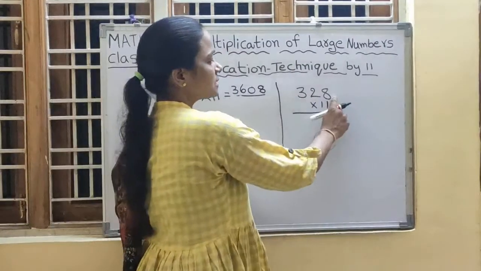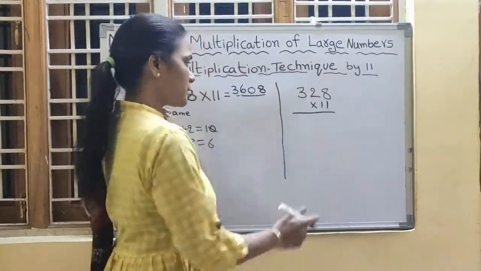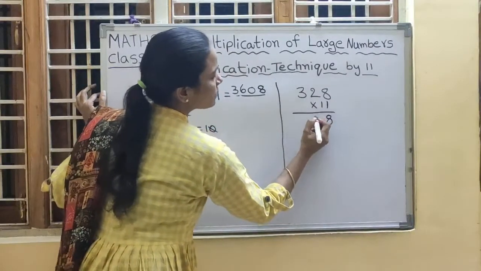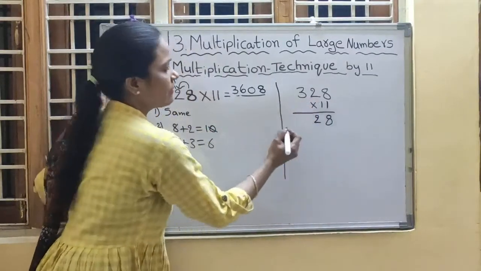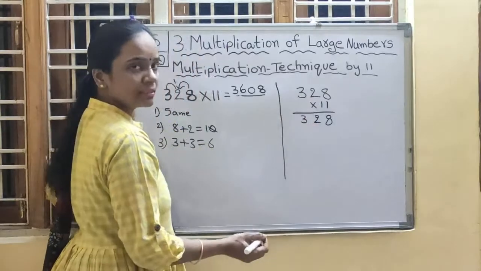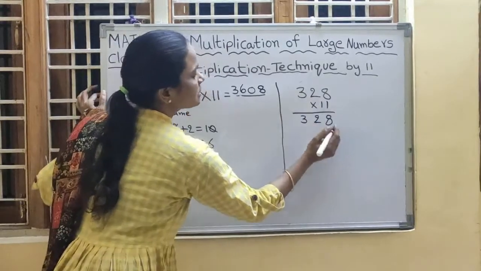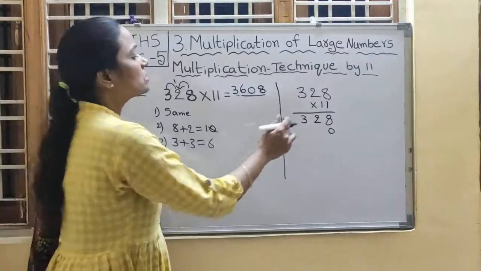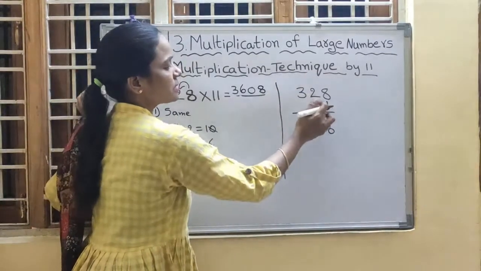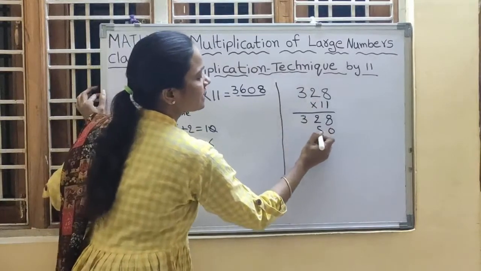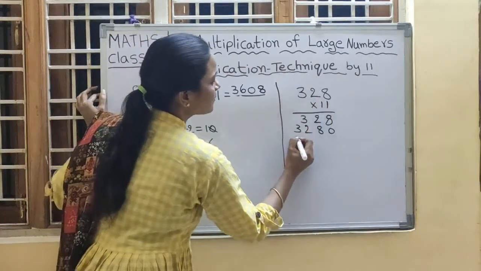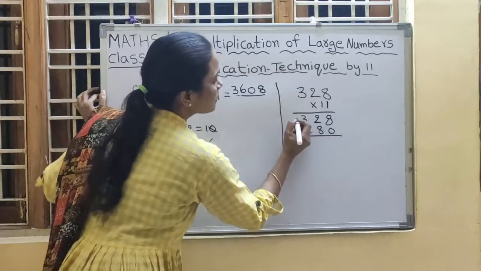First, this number should be multiplied by the 1's place digit. 1 8s are 8. 1 into 2, 1 2s are 2. 1 into 3, 1 3s are 3. Okay. For 1's place we have to put the 0 now, because we are starting with the 10's place digit. So start with the 10's place digit. So 1 into 8, 1 8s are 8. 1 into 2, 1 2s are 2. 1 into 3, 1 3s are 3. Now here also put 0.